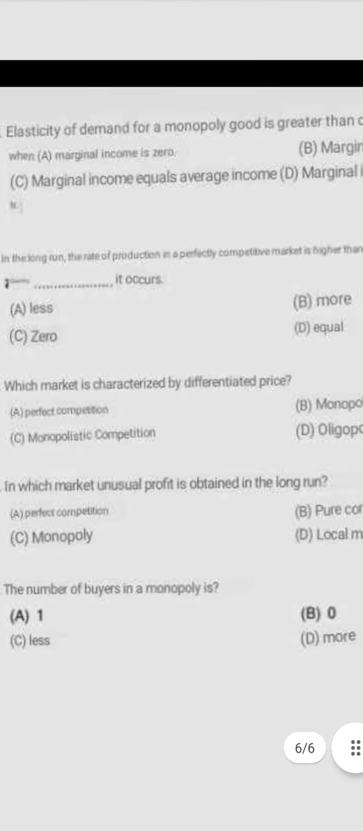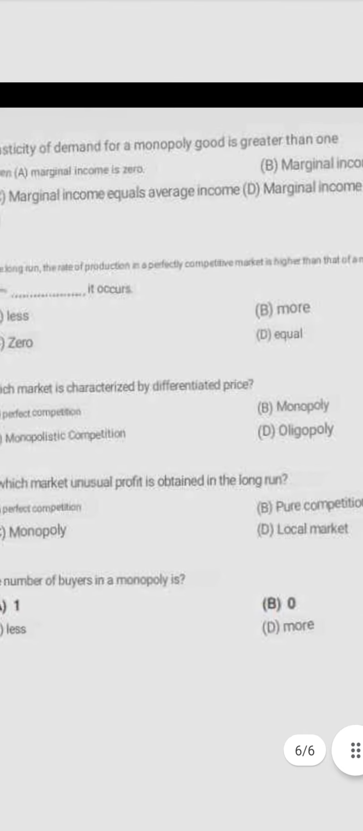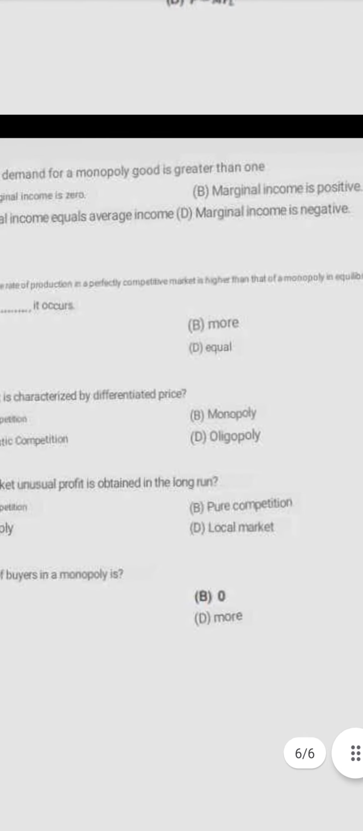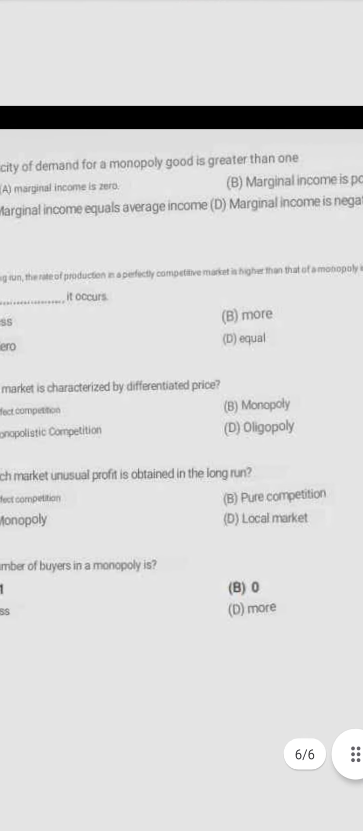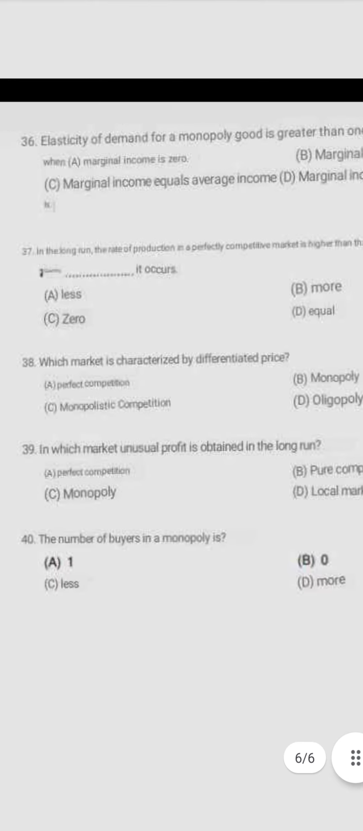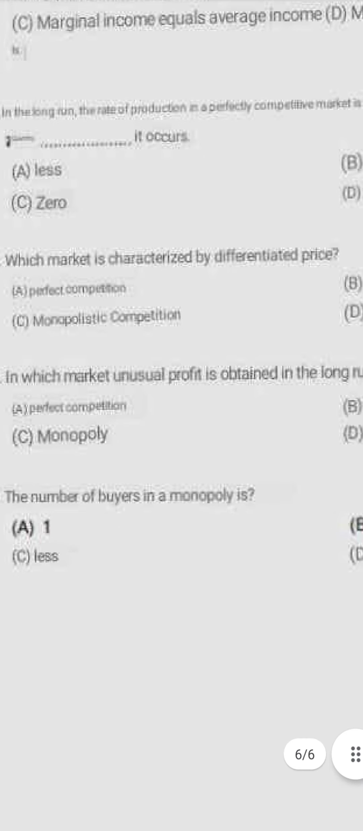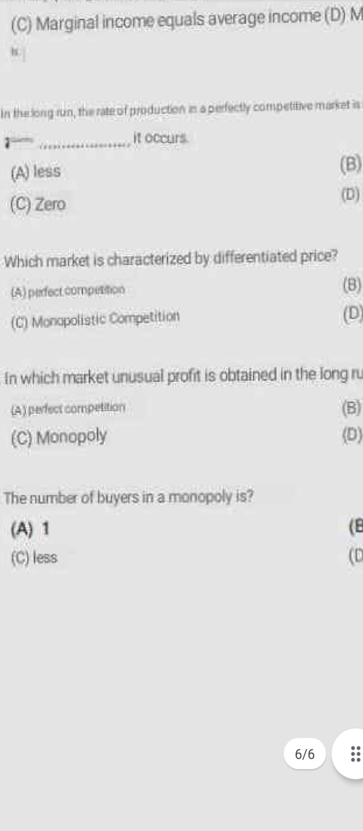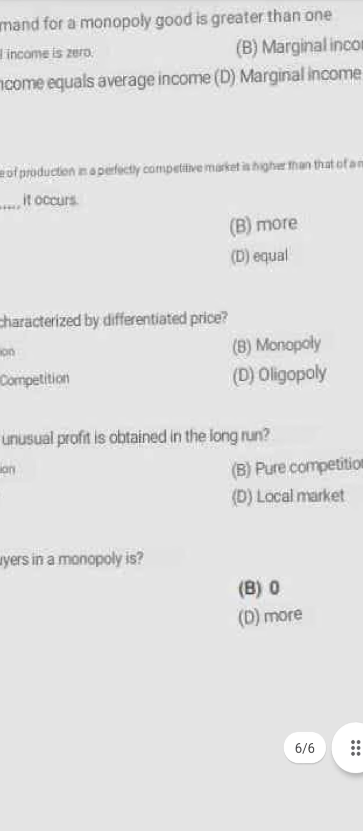Next one, 37. In the long run, the rate of production in a perfectly competitive market is higher than the monopoly, in equilibrium price. It occurs more. 38. Which market is characterized by different prices? That one is monopoly. In the monopoly market, there is a lot of change in price.